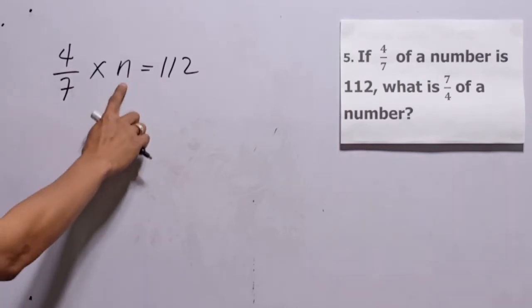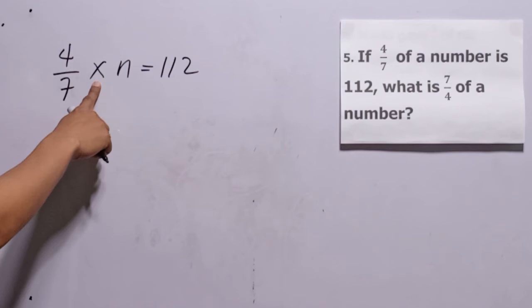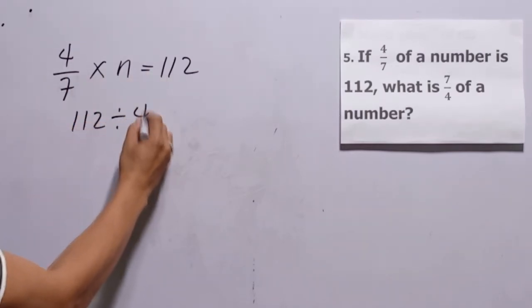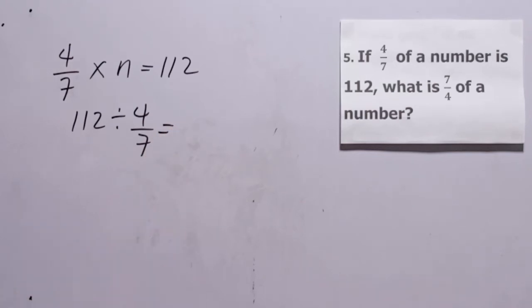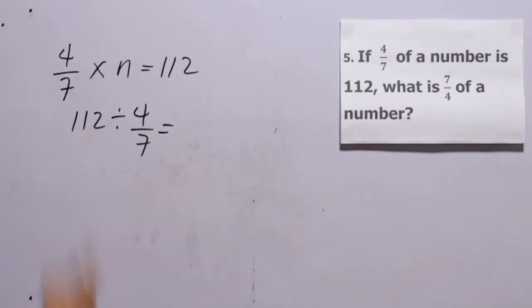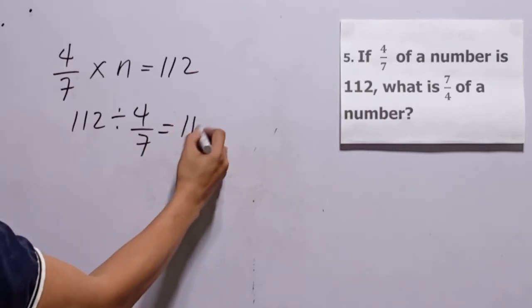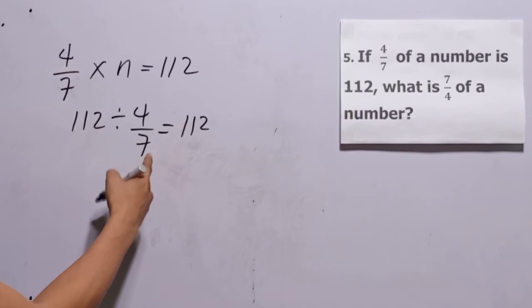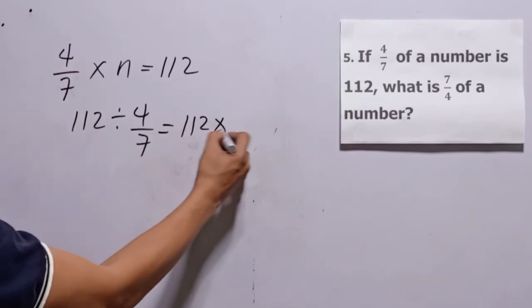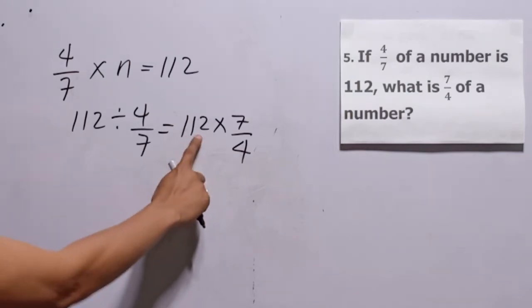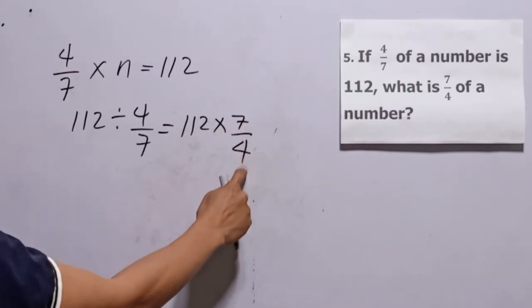So how do we get the value of n? Since this is multiplication, we divide 112 by 4/7, right? So how do we divide 112 by 4/7? We simply multiply by the reciprocal of 4/7, which is 7 over 4. So instead, you multiply this by 7 divided by 4.